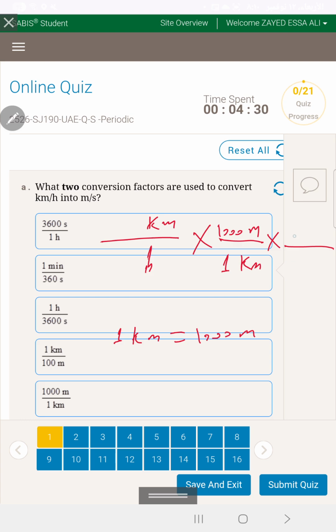The other conversion factor must have hour at the top in order to cancel hour here, and second at the bottom. But now I know that 1 hour is 3600 seconds. So here I have to put 1, and here I have to put 3600. So these are the two correct options: 1000 meter over 1 kilometer, which is this one, and 1 hour over 3600 seconds, which is this one.